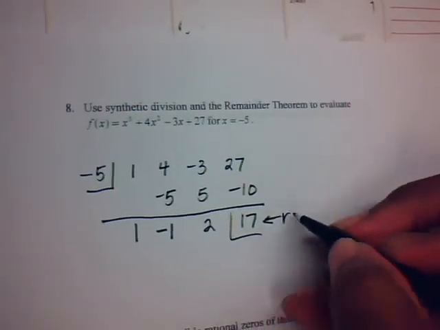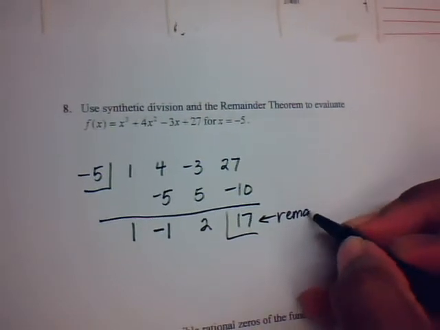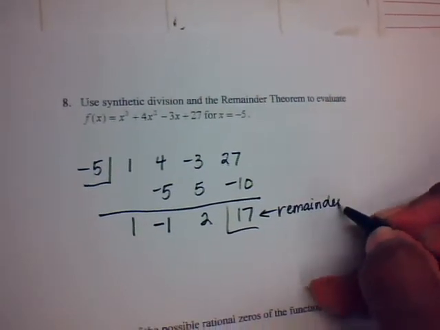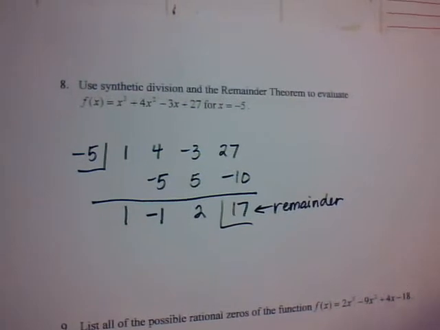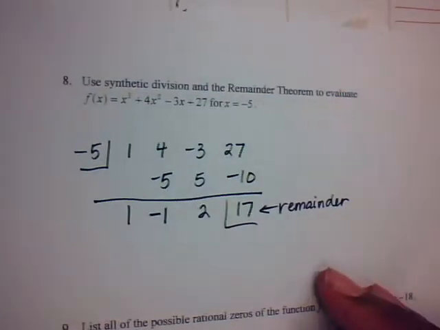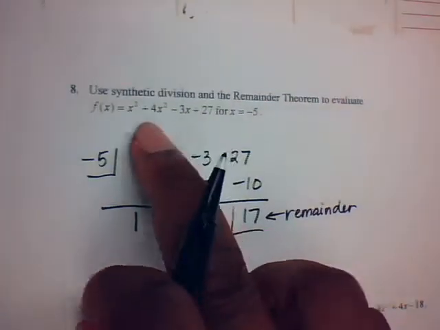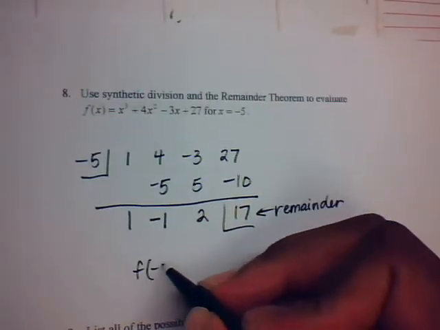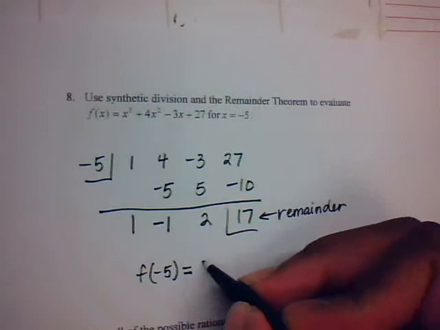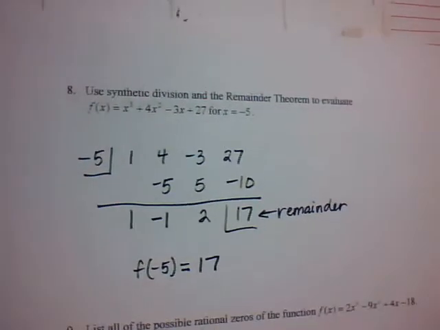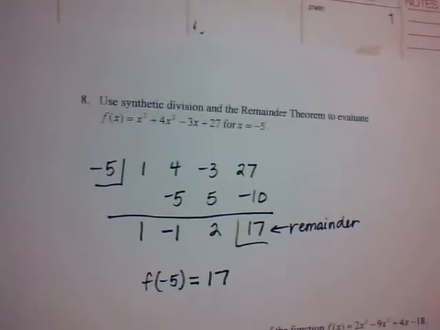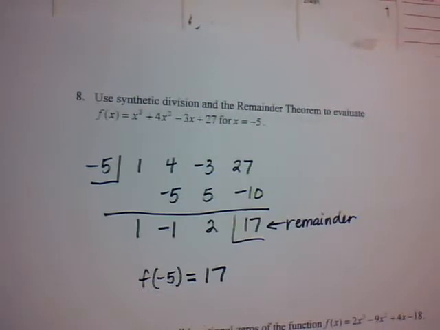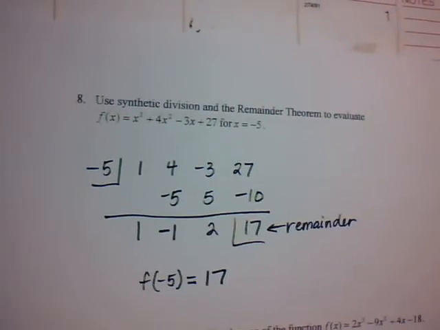As always, the last number in the last row represents your remainder. Not only that, that remainder represents what the value of this function is at x is equal to negative 5. So we can say that f of negative 5 is negative 183. And that's all we had to do right there.